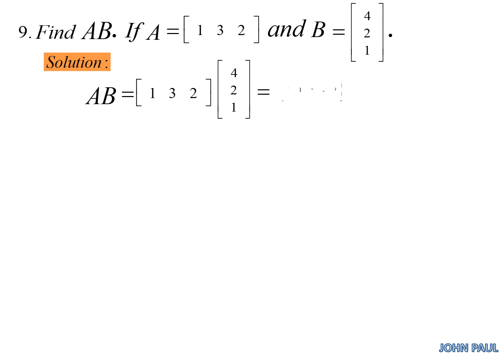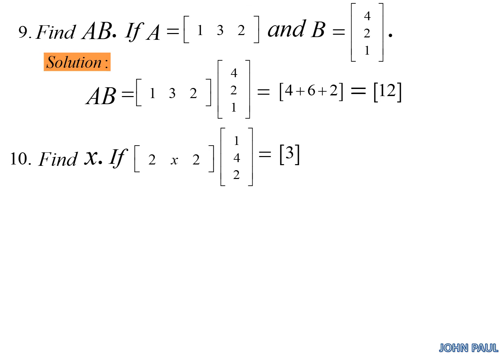That is, multiply 1 into 4, 4. 3 into 2, 6. 2 into 1, 2. Equal to 12. When one row or one column is given, first consider the order, then multiplication will be simple.